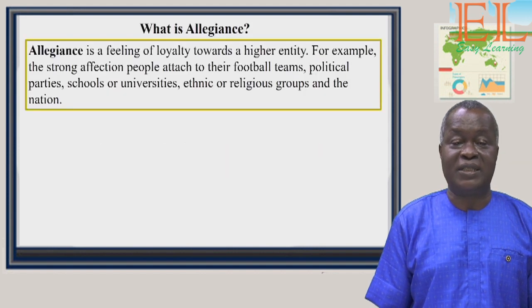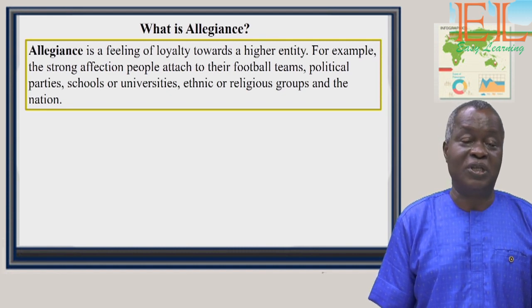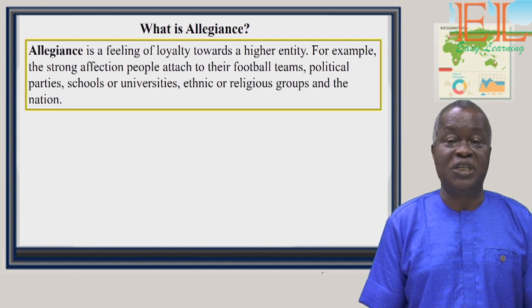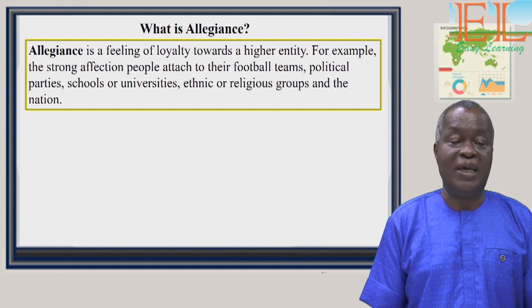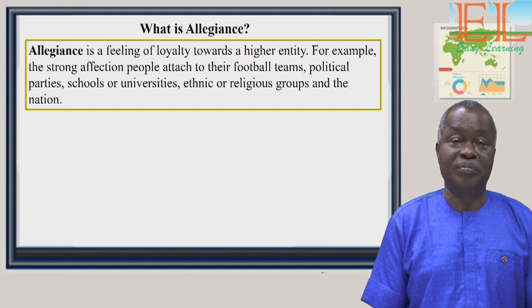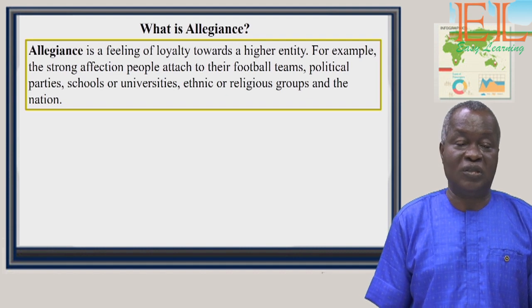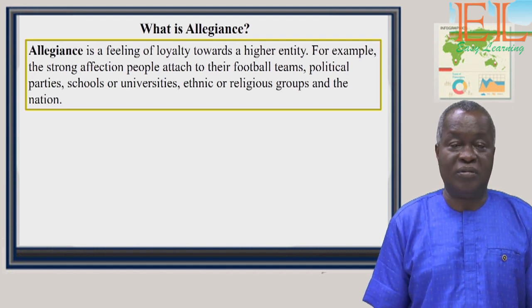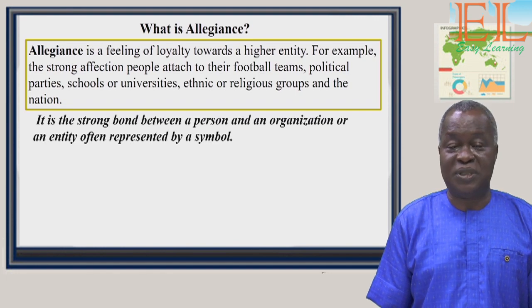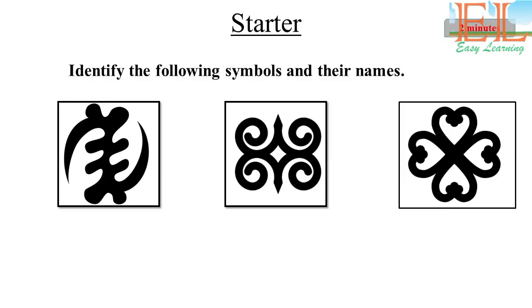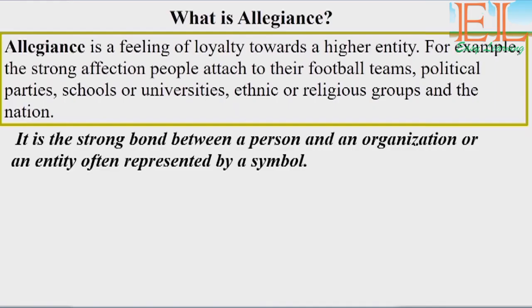Allegiance is a feeling of loyalty towards a higher entity. For example, the strong affection people attach to their football teams, political parties, schools or universities, ethnic or religious groups, and the nation. It is the strong bond between a person and an organization or an entity represented by a symbol.